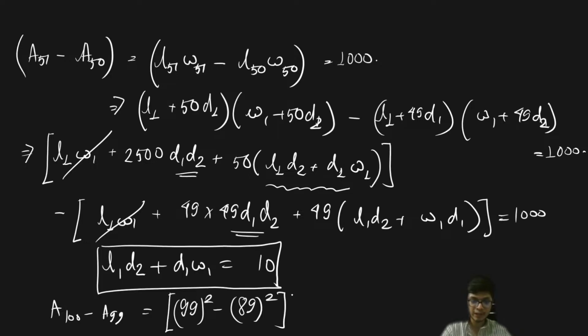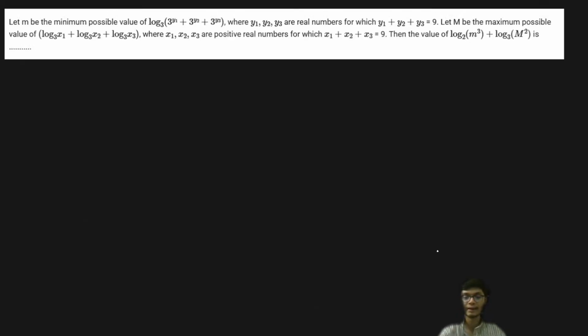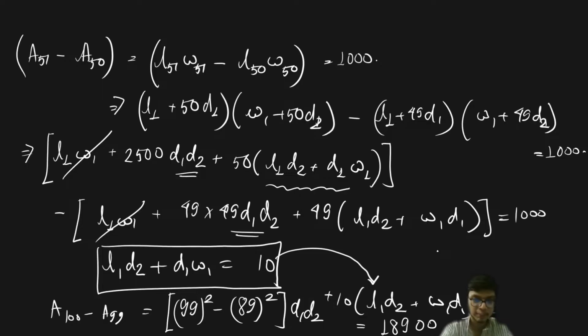You can try to do this calculation on your own. I have done it. From that result, you will get 99 whole square minus 89 whole square D1 D2 plus 10 times of L1 D2 plus W1 D1, right? Now this is much simplified because you know the value of L1 D2 and W1 D1. You put these in this expression and simplify it further, and you're going to get 18900. So 18,900 is going to be the correct answer for this particular problem.